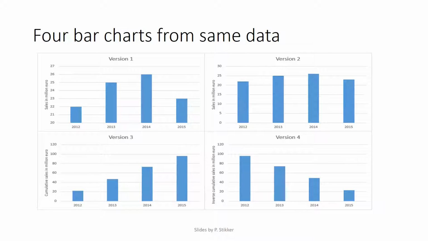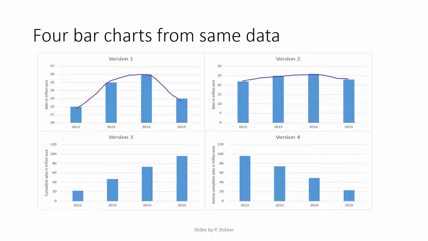When creating or reading a bar chart, there are a few things to look out for, and I'll give a few pointers to this by using an example. Here are 4 bar charts, 4 different versions, all coming from the same data. Now, in version 1, as you might notice, the differences between each of the bars, it goes up a lot and then it goes down a lot. So there seems to be somewhat of fluctuations going on.